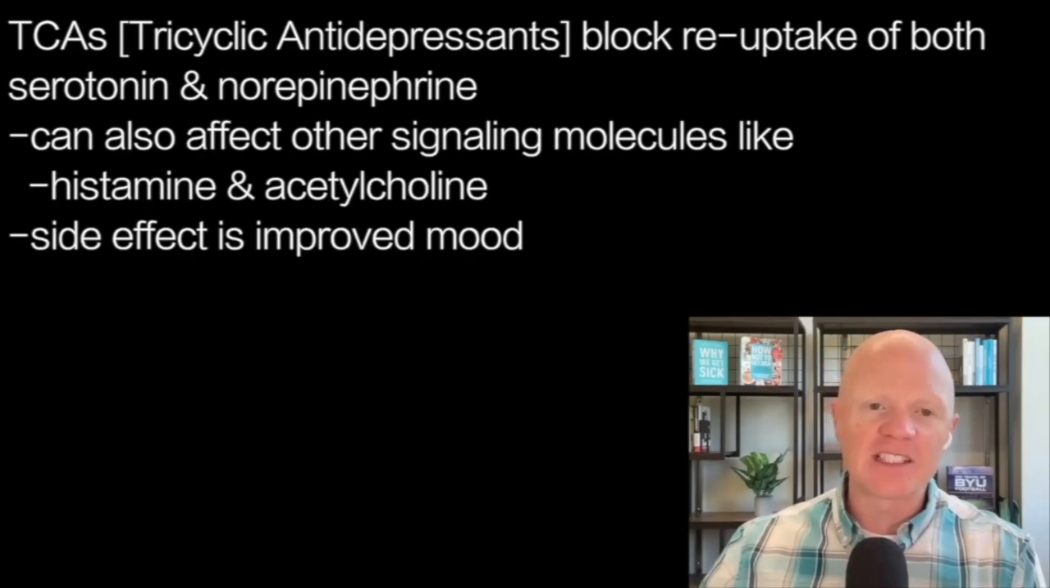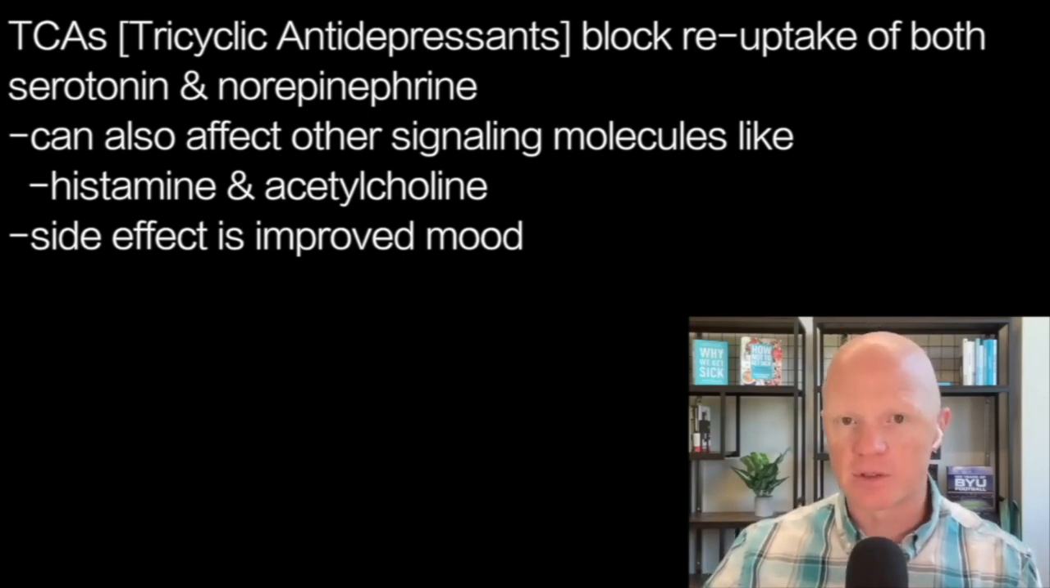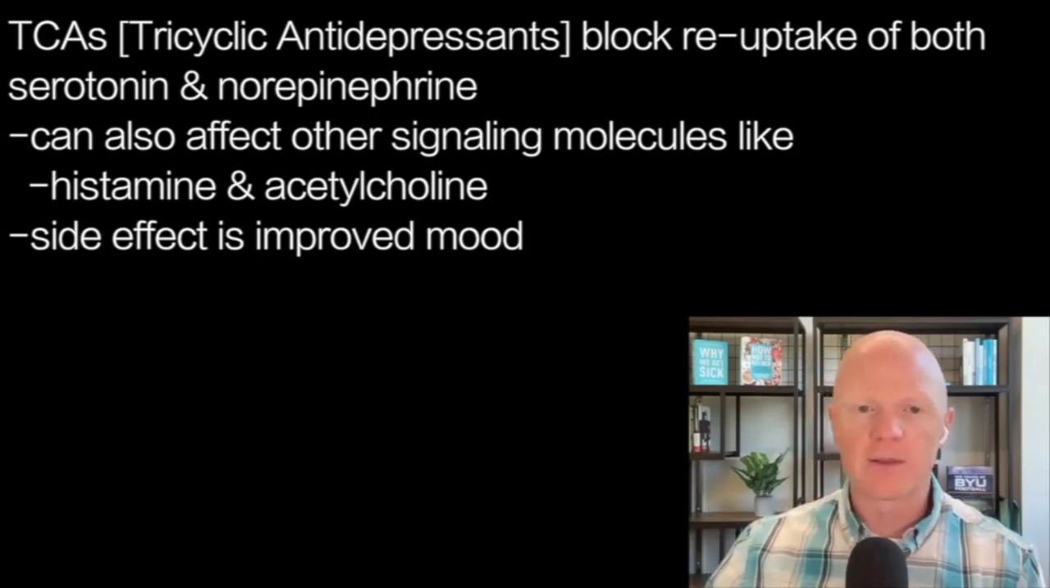Okay, the next class of medications, these are the TCAs, or the tricyclic antidepressants. These are drugs like amitriptyline or doxepin, and this blocks the reuptake of serotonin and norepinephrine. So it's increasing both of them. But it also can affect other signaling molecules like histamine and acetylcholine and their receptors. So I've introduced now a couple other neurotransmitters, even though I said I wouldn't, but they are part of this TCA family. And again, the side effect here being an improved mood. That's the mental health mechanism.